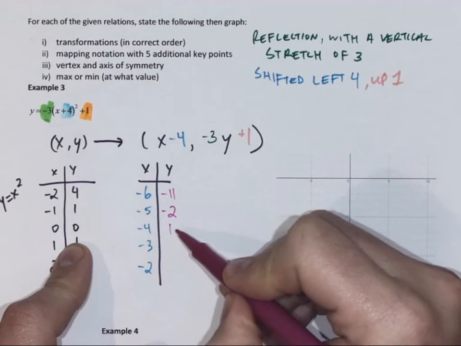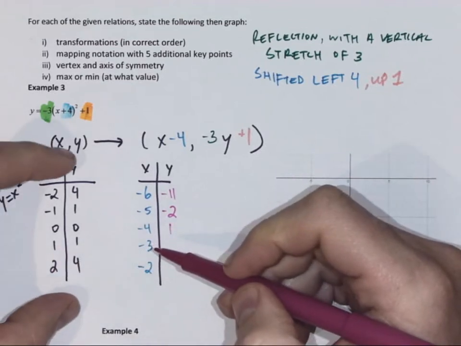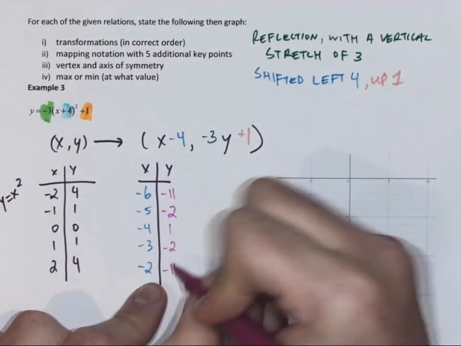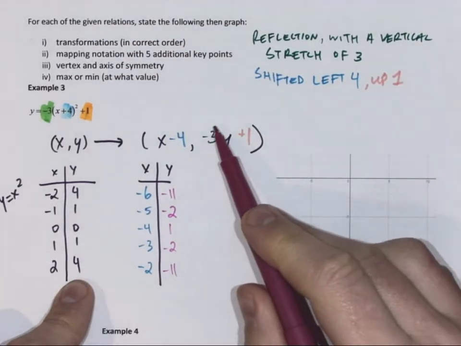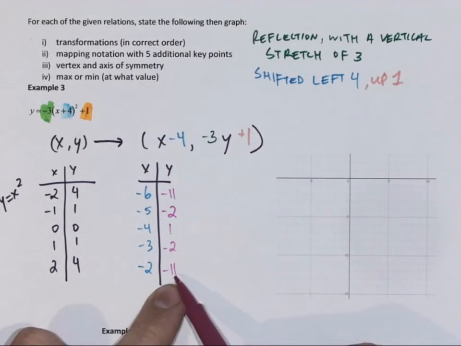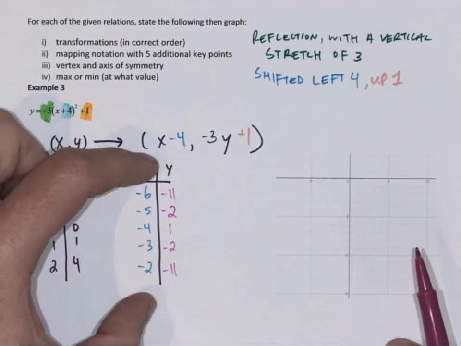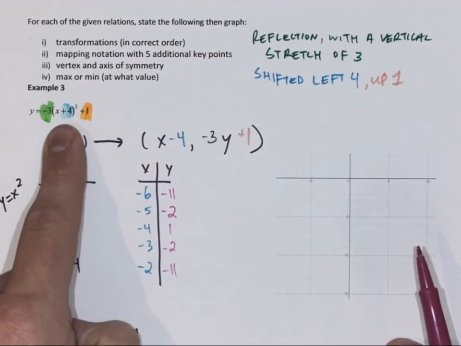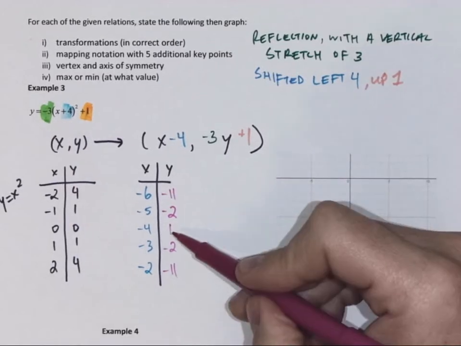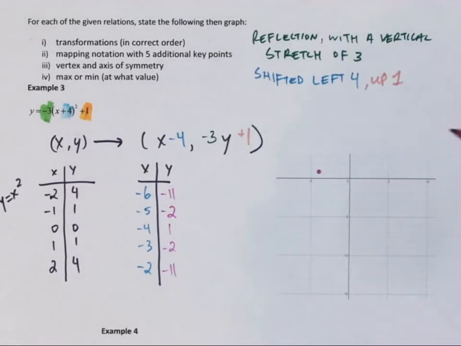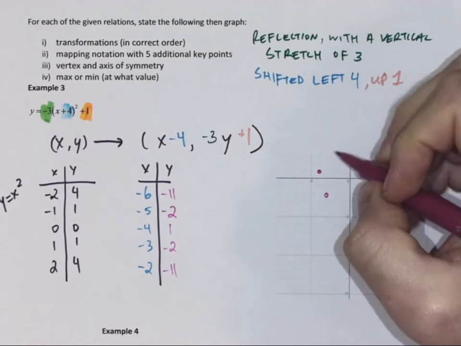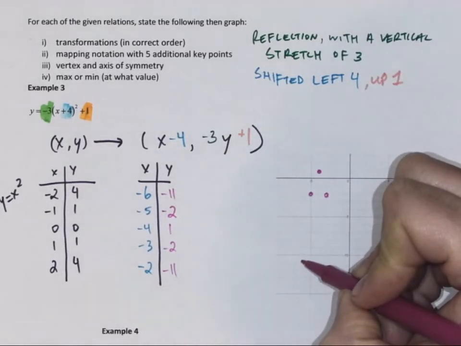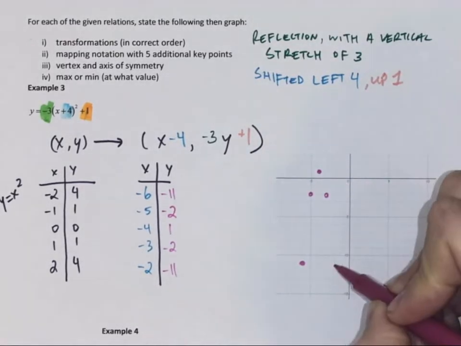Now this pattern, because this middle one is my vertex, that's why I chose those 5, should follow. So I can fill it in, or if I'm not sure, I do the math again. 4 times negative 3 is negative 12, plus 1 is negative 11. Follows that pattern. Now this is the vertex, 2 points to the left and 2 points to the right for my quadratic in vertex form. So I'm going to draw my vertex first, negative 4, 1, then negative 3, negative 2, and negative 5, negative 2, negative 6, down to negative 11, and 2.